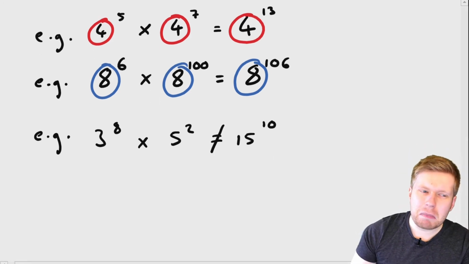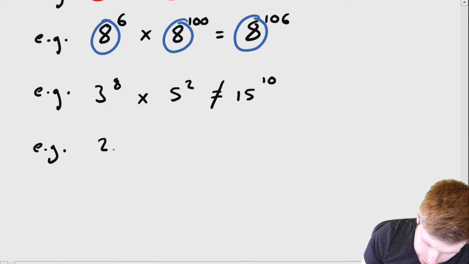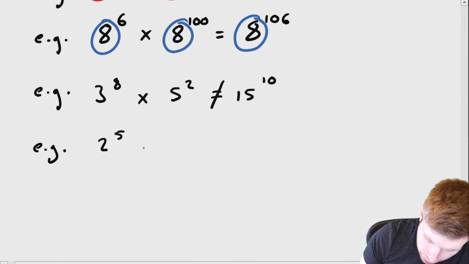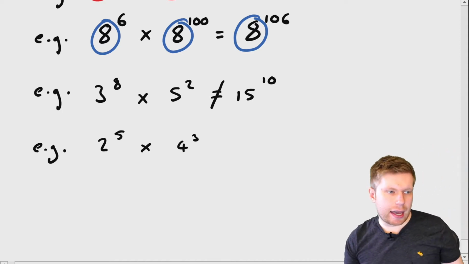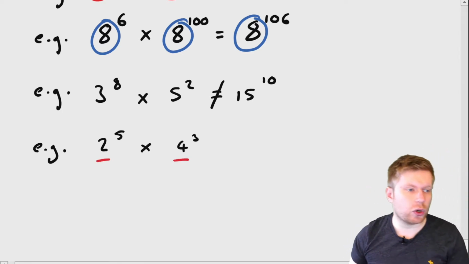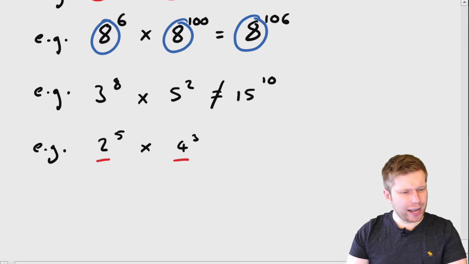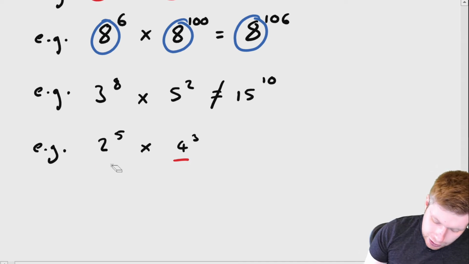Well, I say you can't do it. I think there's one example when you can. For example, something like this: 2 to the power of 5 multiplied by 4 to the power of 3. Now just have a think here. You notice in this case the bases are different. You have the 2 and the 4. And based on the previous example I've just given you, you'll be like, I can't do this, can I? But I think you can.